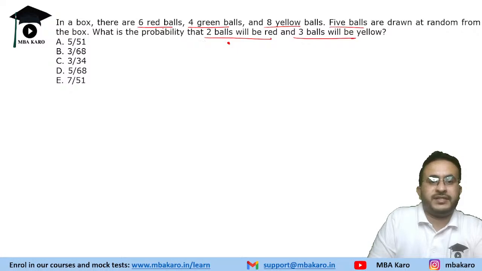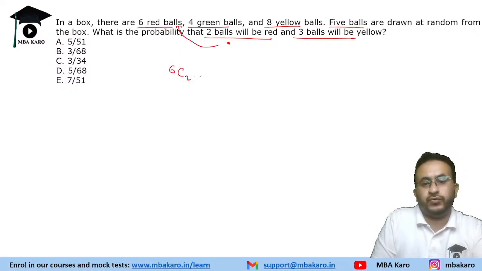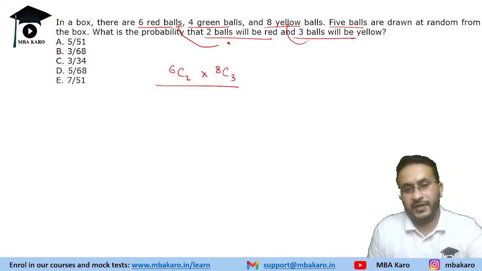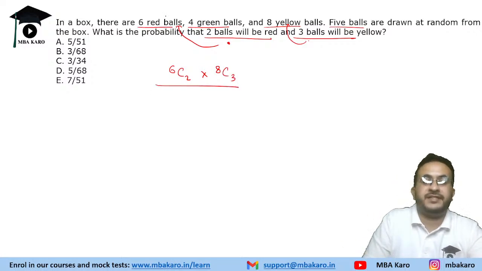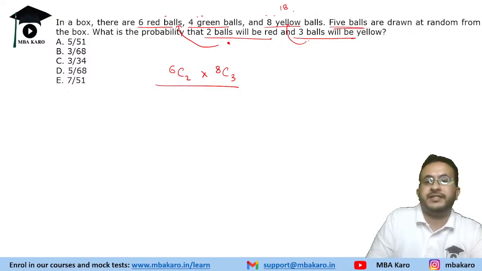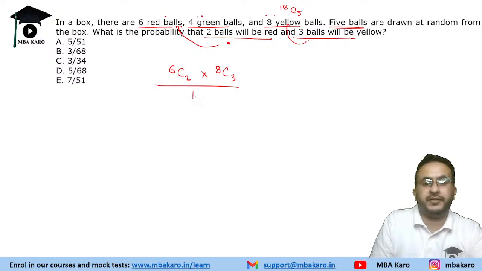So how will we pick red balls? 6 red balls are there. So we have 6C2, right? And 3 balls from among 8 yellow balls. So 8C3. And what will happen in the denominator? We have 6 plus 4, 10. 10 plus 8, 18 balls. So total is 18. From 18 how many do we have to pick? 5. So 18C5 will be the denominator.